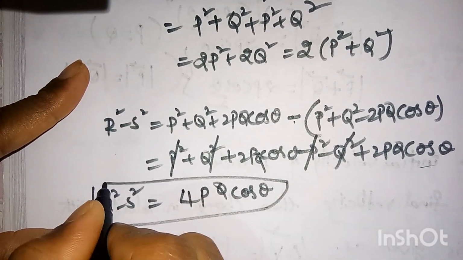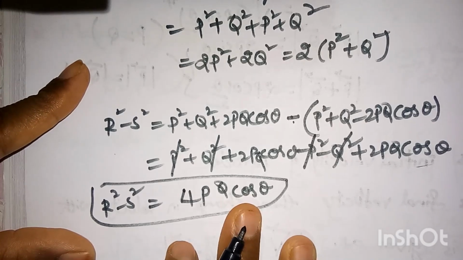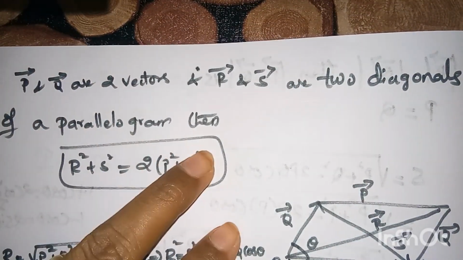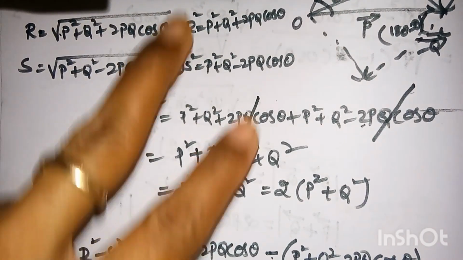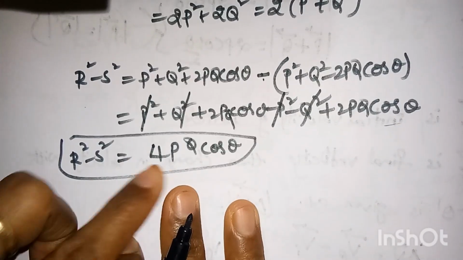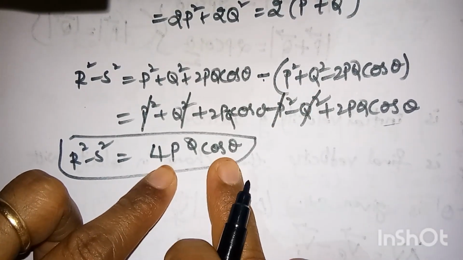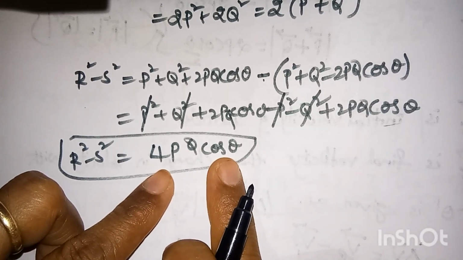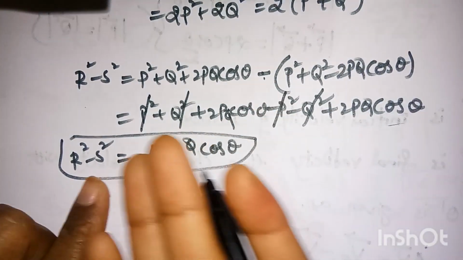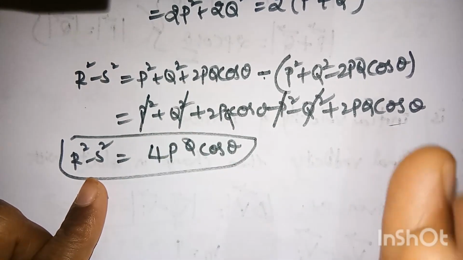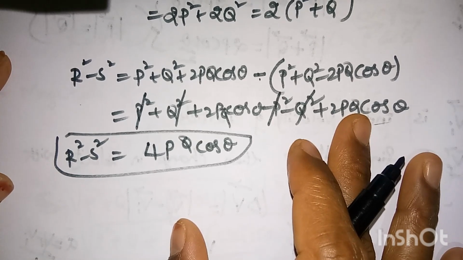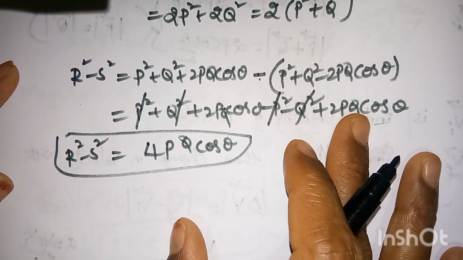This is how you proceed when two diagonals of a parallelogram are given: R square plus S square means you do the sum, and R square minus S square means you subtract. So this is how you can calculate R square plus S square or R square minus S square. These are some of the important applications useful in your problem solving.